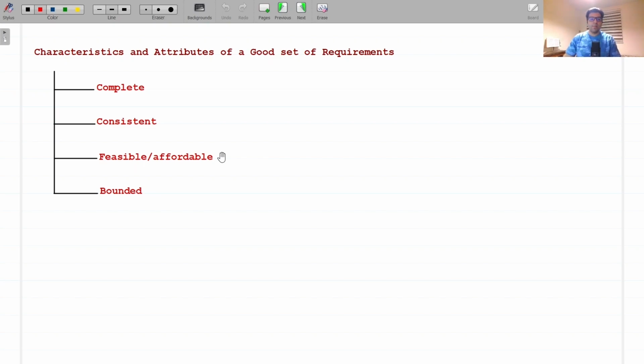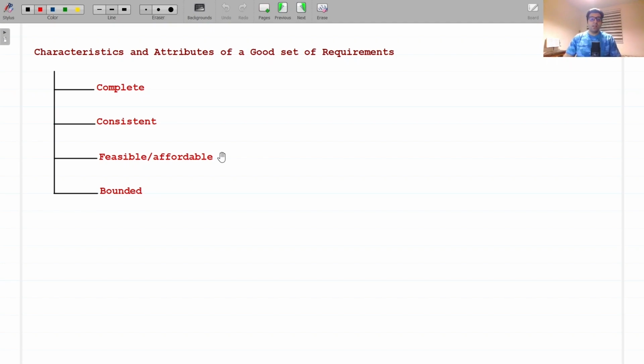Feasible or affordable. The set of requirements can be satisfied by a solution that is obtainable within lifecycle cost, schedule, and technical constraints. Note that ISO/IEC/IEEE 29148 uses the term affordable instead of feasible, stating that the set of requirements are feasible within the lifecycle constraints of cost, schedule, technical, and regulatory. The INCOSE guide for writing requirements includes the word feasible, stating that feasible or affordable is a more appropriate title for this characteristic of the requirement set.